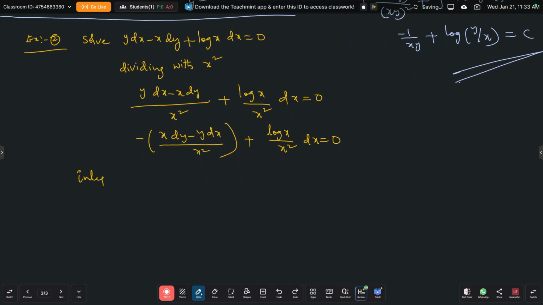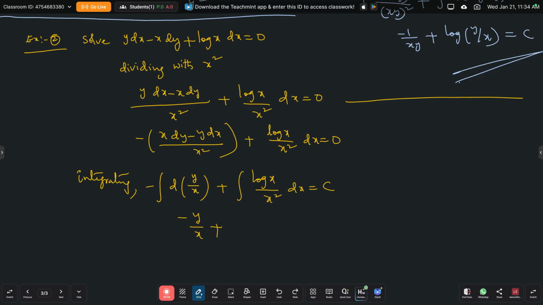Integrating, this is integral, minus sign is there, d of y by x, (x dy minus y dx) by x square, it is already there in the rules, right? Plus integral of log x by x square dx equal to c. So this is our normal integration, log x by x square. This is our exact differential condition. So minus y by x, this is plus. Now here for log x, I use some substitution.